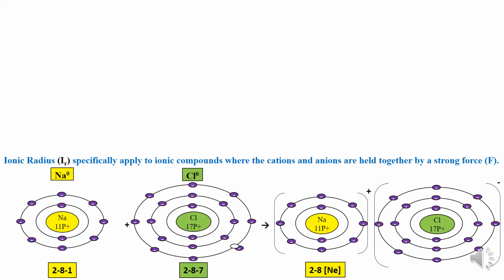And what about chlorine? Before accepting the electron, the chlorine atom's electronic configuration is 2,8,7. After accepting the electron, it has attained the stable electronic configuration of argon, that is 2,8,8. So argon is the only noble gas in the periodic table that is nearest to the chlorine atom.